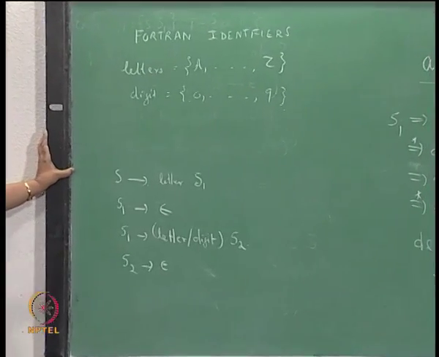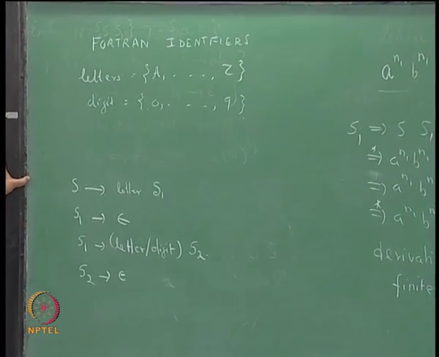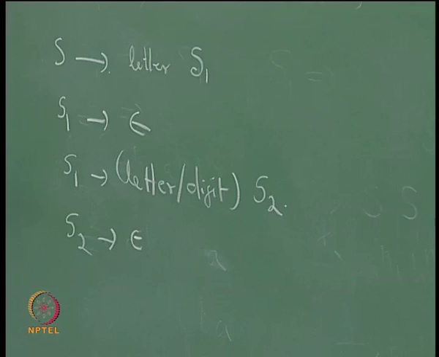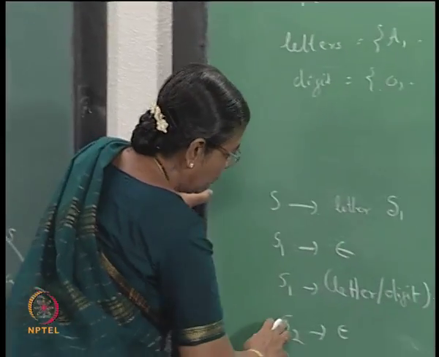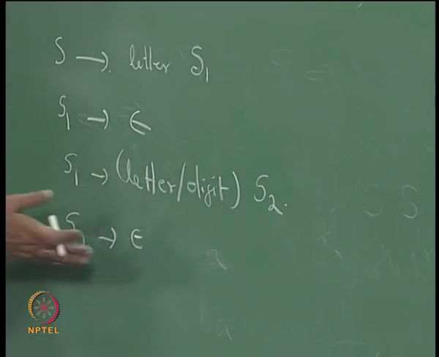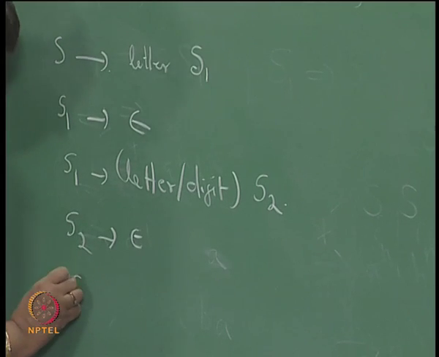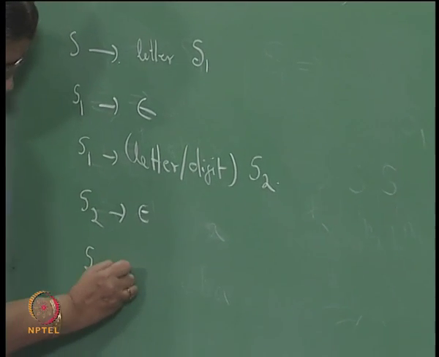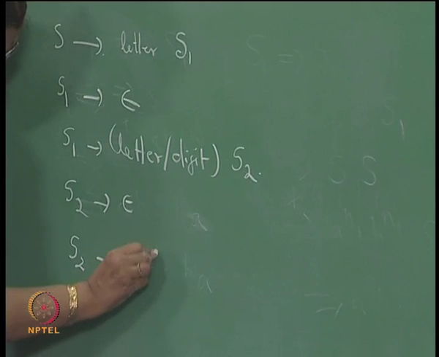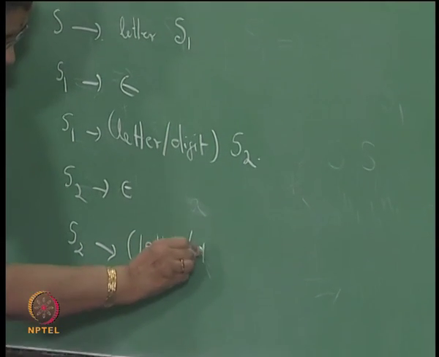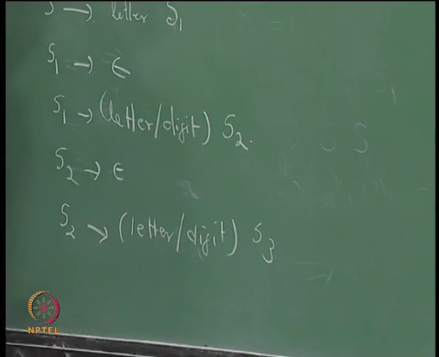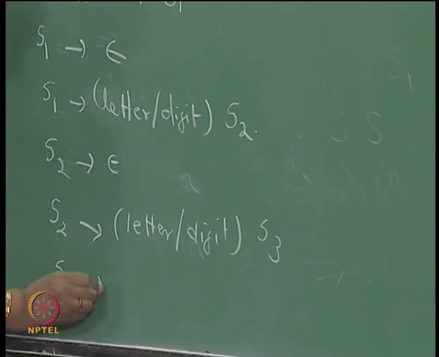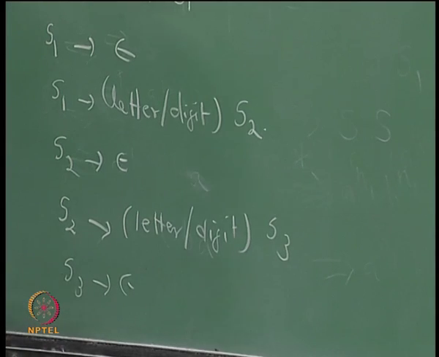or you can continue, you can have up to 6 letters, up to 6 symbols. The first one will be a letter, second to sixth one it can be a letter or a digit. So, S2 goes to epsilon will terminate with the second symbol. If you want to use one more symbol, S2 goes to letter digit S3 and then S3 will go to epsilon. This will generate up to 3 symbols.